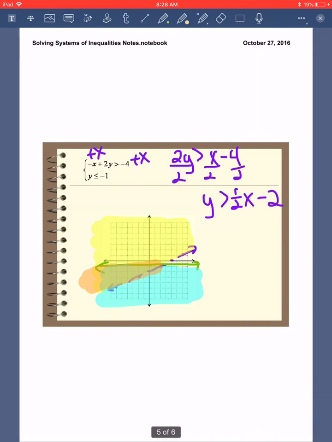And that is it. You're graphing both of your lines. Sometimes you can even have up to 3 lines or 4 lines. But you graph your lines and then shade, and the overlap of the shading is your solution.